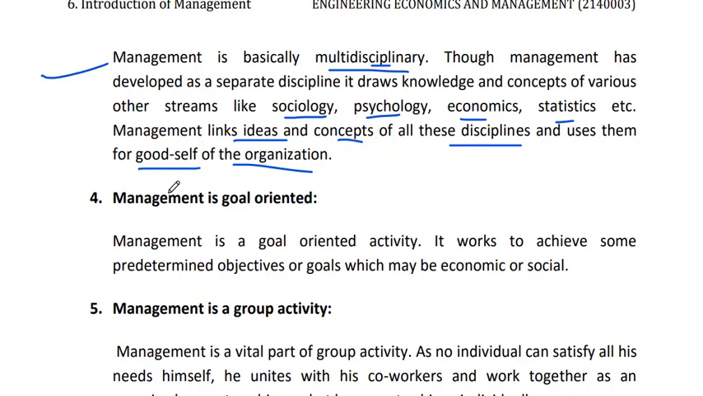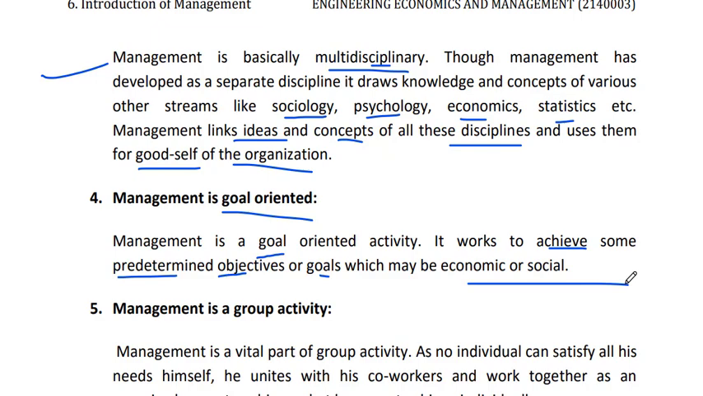Then fourth, management is goal oriented. We already discussed different definitions, and the main objective of management is to accomplish a simple goal. So management is goal oriented. It sees the goal directly, and what the tasks are to complete the goal, it gives the idea about them. It works to achieve some predetermined objectives or goals, which may be economic or social.